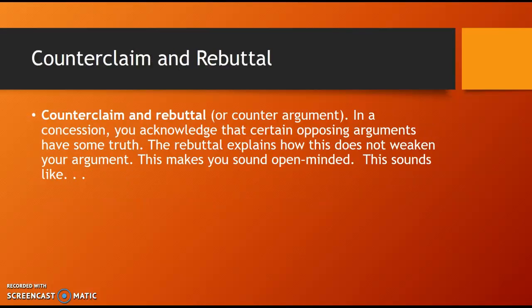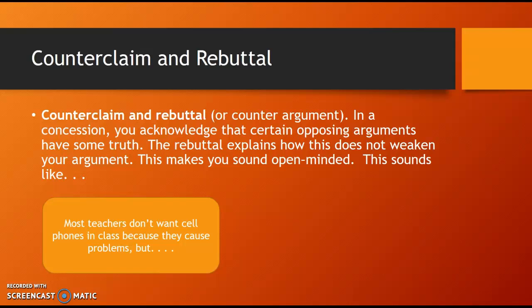So counterclaim and rebuttal. In a concession, not like concession stand, but in a concession, you're acknowledging that certain opposing arguments have some truth. In other words, you're telling the other side, yeah, I understand you've got a point, but I've got a better point. The rebuttal explains how this does not weaken your argument. This makes you sound open-minded.